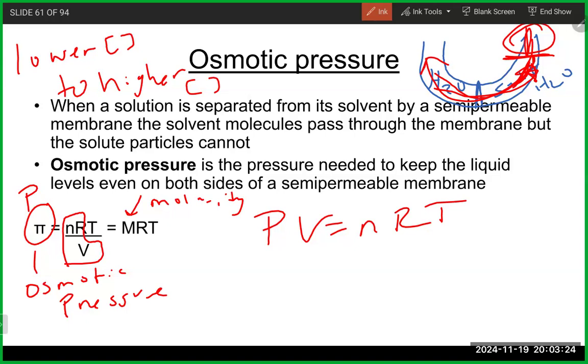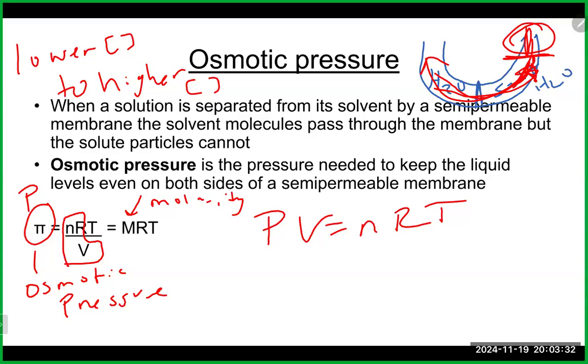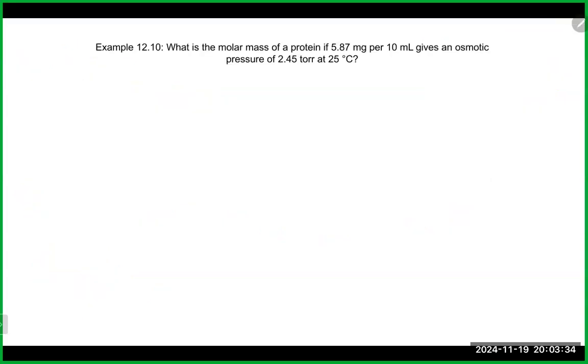And you could do things like we've done before, which is calculate things like molar mass using the ideal gas law. It's the same sort of calculation. So let's take a look at one of those. We want to calculate the molar mass of a protein.